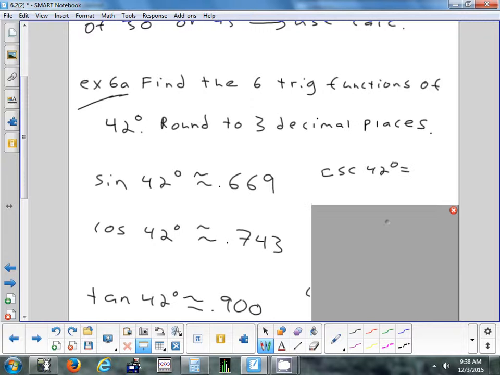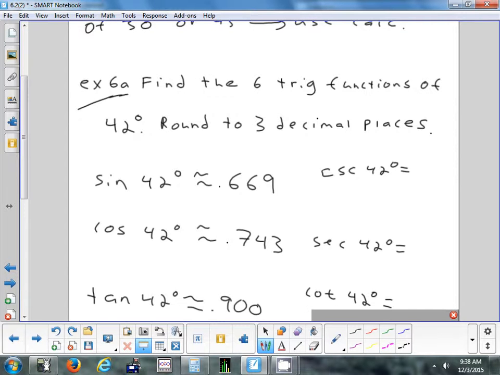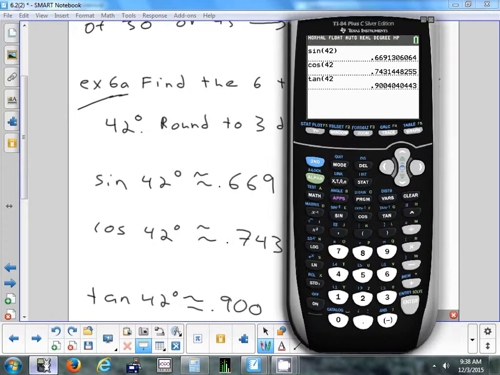When we do the other ones, would they just be all under one? Yeah, now we just take each one of these and flip it. Now, I'm not going to take 0.669 and flip it, because that's rounded. What I'm going to do is just type the original problem back in. 1 divided by sine 42. That's the only way to do the secant, the cosecant, and the cotangent. I just flipped it.